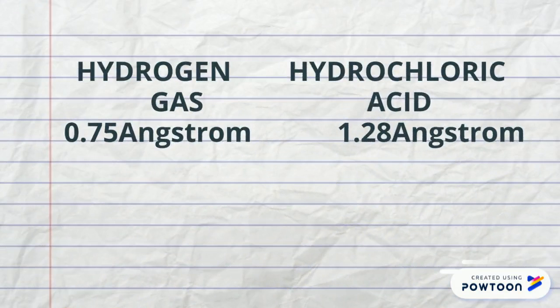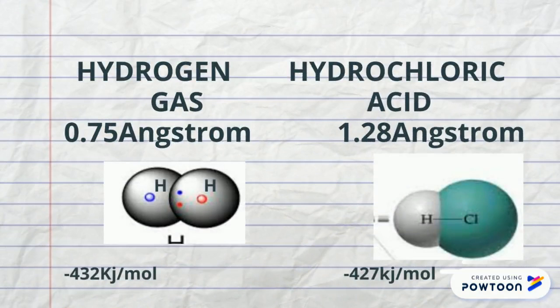Notice that the bond length is higher than that of hydrogen gas, which is due to the atomic radius and electronegativity of chlorine. Now, what does that mean for the bond energy?